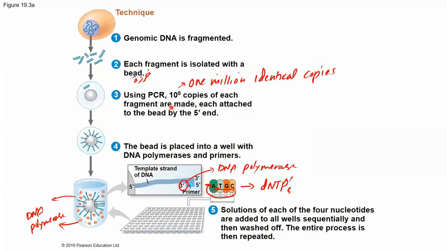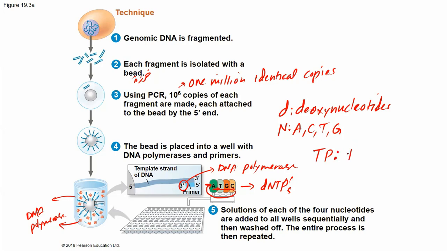You have to understand that we are using dNTPs. I told you N could be the nitrogenous bases A, C, T, or G. D means deoxy, because we're talking about DNA, so deoxynucleotides. The N is any of the nitrogenous bases. TP, triphosphate. Tri means 3 phosphates.